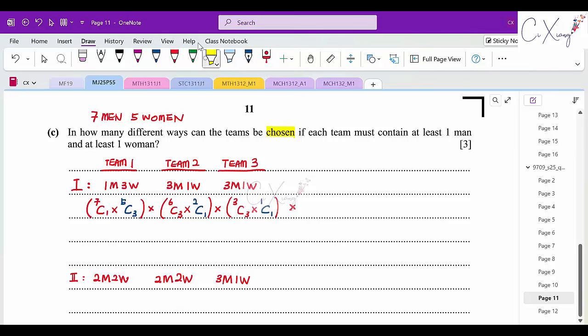Okay. But if you have a look at the cases that we have here, we are having 2 groups with 3 men and 1 woman.